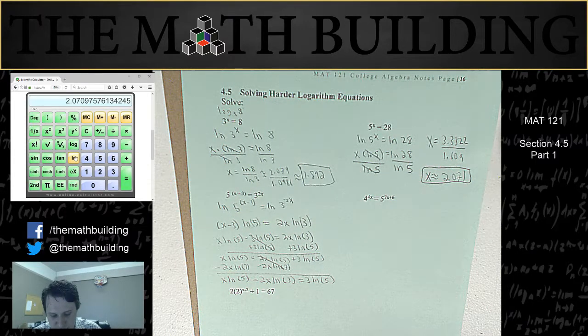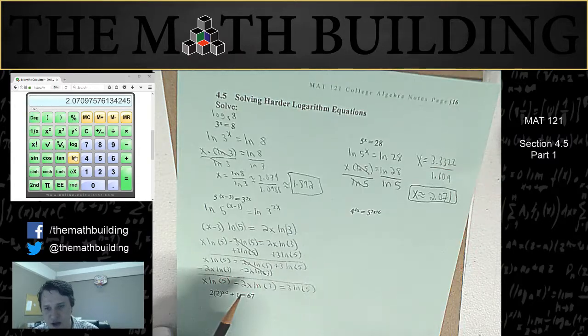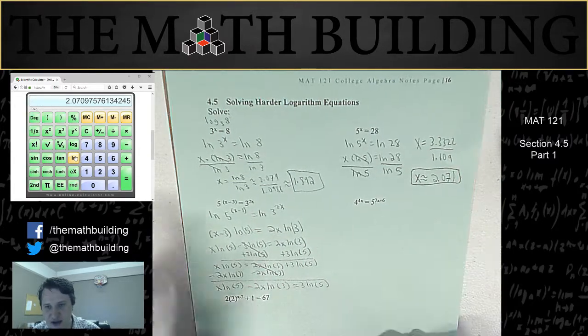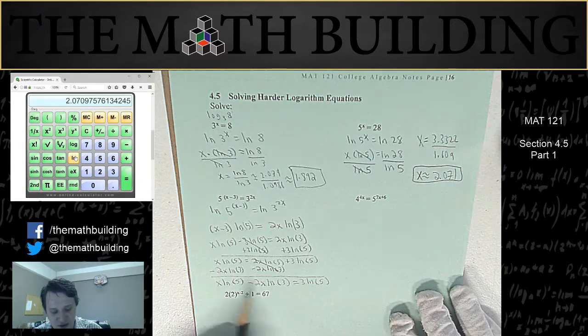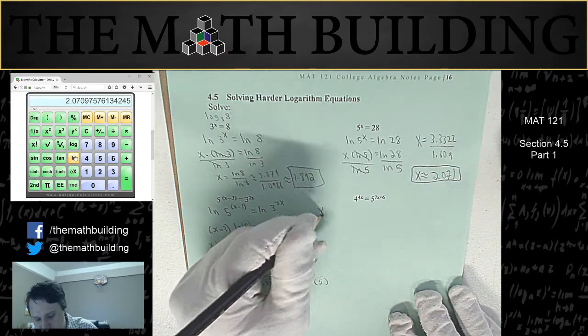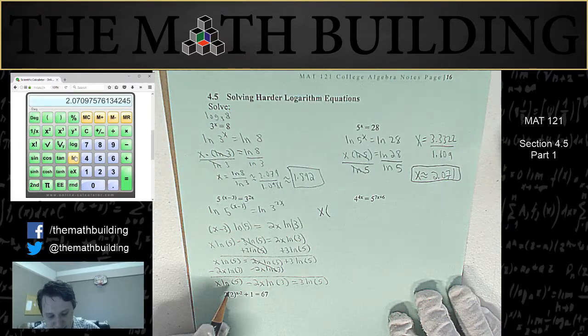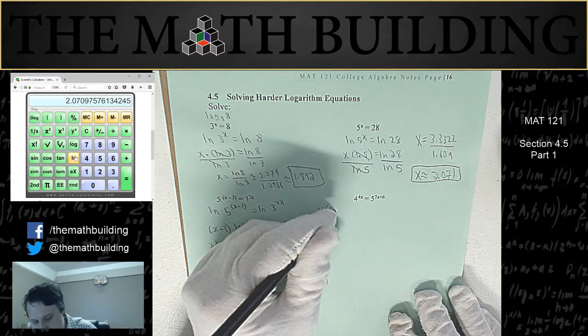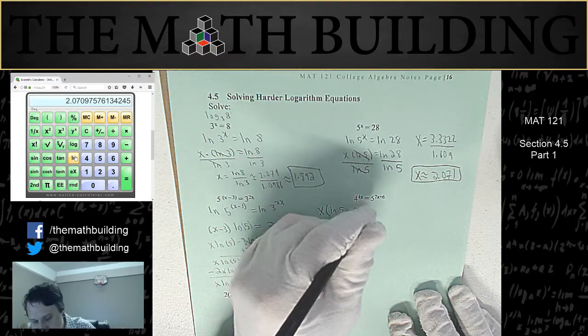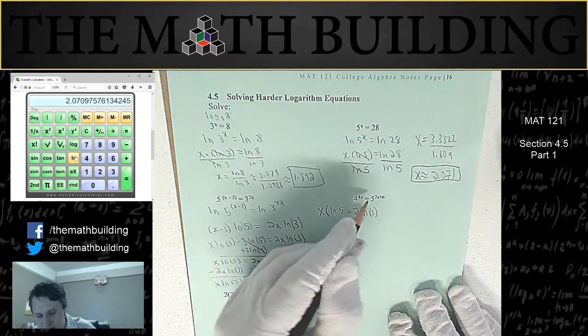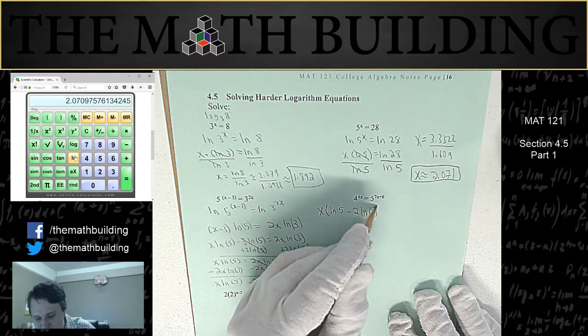All right, so what can we do next? Well, now that we have all of our x's on the left side, you can factor them out. Okay, you can factor out this x. And here's what that looks like. You factor out the x, and so you write x parenthesis ln of 5 minus 2 ln 3. I'm going to have to rewrite this problem somewhere else.